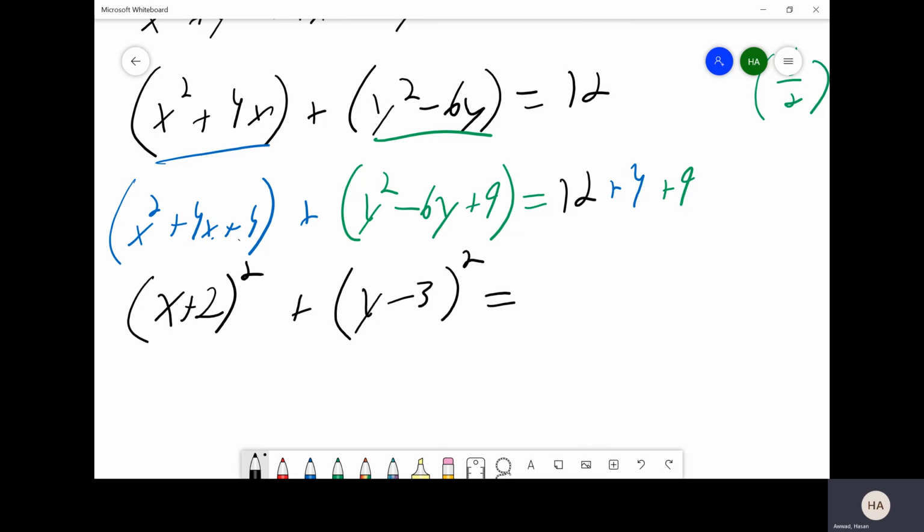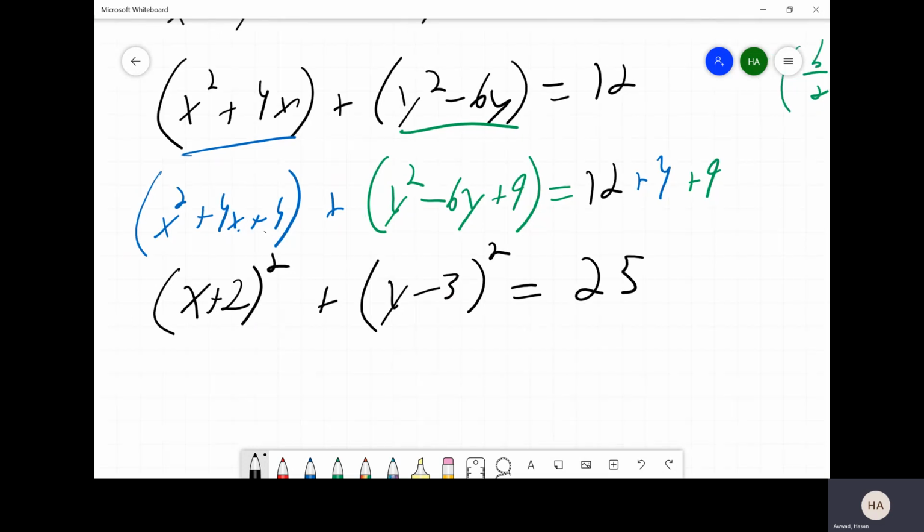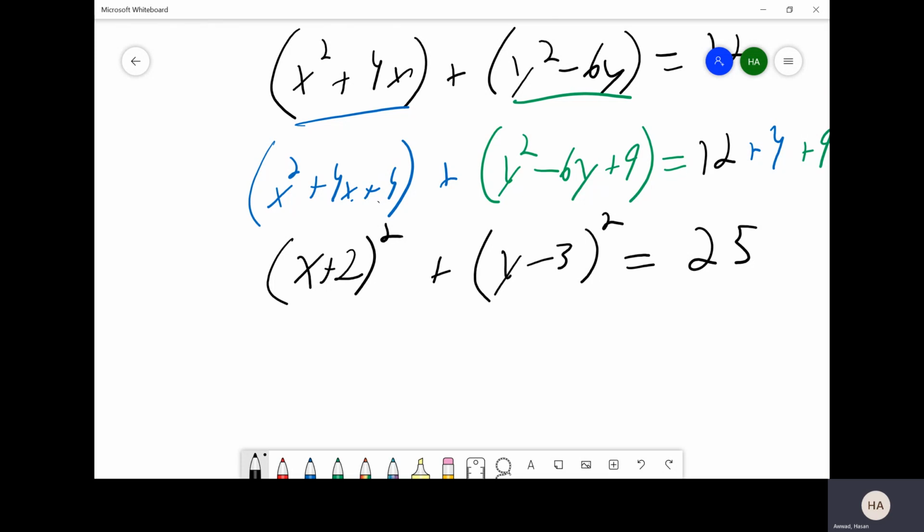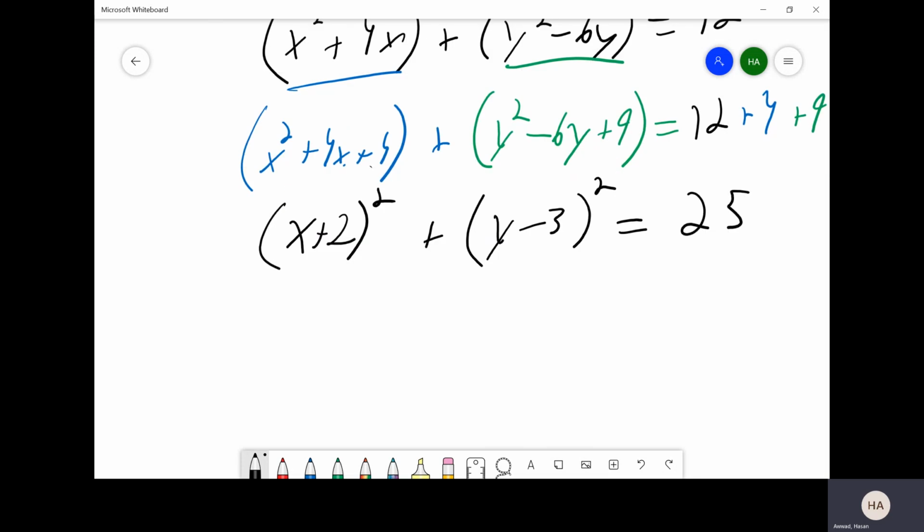And condensing all of these numbers on the right-hand side, 12 plus 9 is 21, plus 4 is 25. So great, we have 25 on the right-hand side. Okay, and all we have to do now is convert, since we have an x plus something, we just need to make it x minus something, right? So x plus 2 is the same thing as x minus a negative 2. Remember, if we were to go backwards, two negatives would cancel out, and we would have an x plus 2. But since we want it as x minus a number, this is the form that I'm going to leave it in. So x minus negative 2 squared.